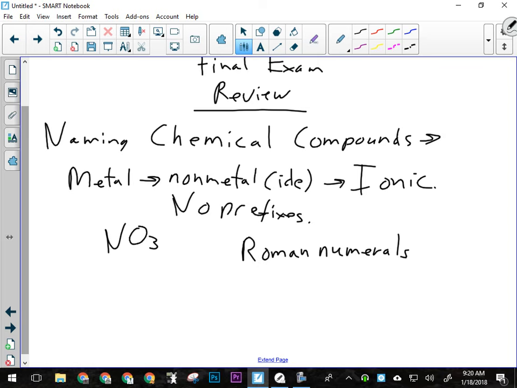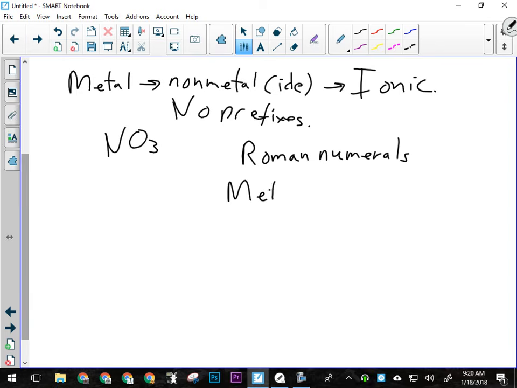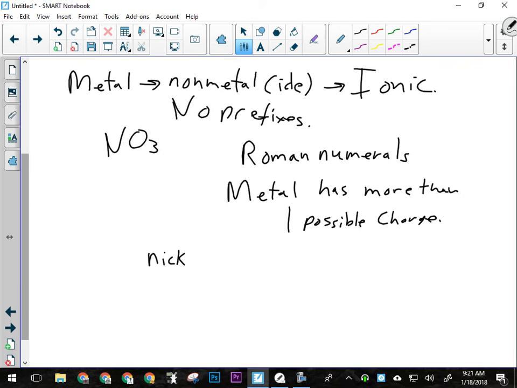Roman numerals get used in the names of an ionic compound if the metal has more than one possible charge. A prime example could be something like, let's say, nickel 3 oxide. Sometimes I write it one way, sometimes another, as long as the Roman numeral is there and small. So we got nickel 3 oxide.